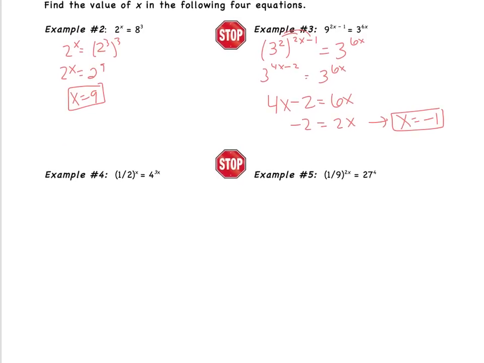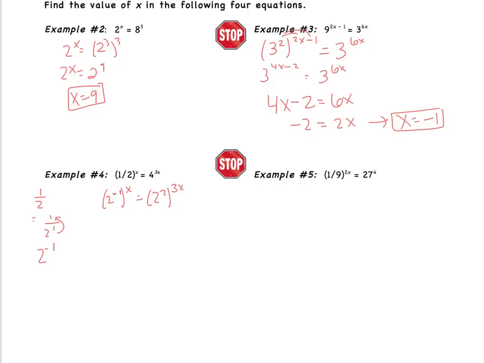Okay, so looking at example number 4. Now this one's trickier because I have this 1/2. So 4 should be easy to re-express, so we're going to re-express that 4. 4 is 2 squared. Okay, so on the right side, I have a power of 2. That means on the left side, I need to get a power of 2. Well, hopefully you remember that 1 over 2 is just 2 to the negative first power. So 1/2 is just like 1 over 2 to the first, which is the same as 2 to the negative first. So when I move it, the exponent becomes negative. So this is really 2 to the negative first power.